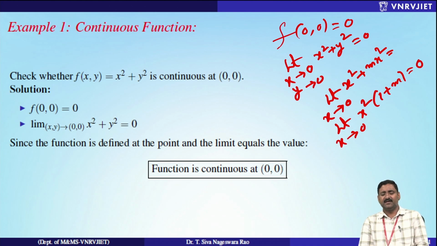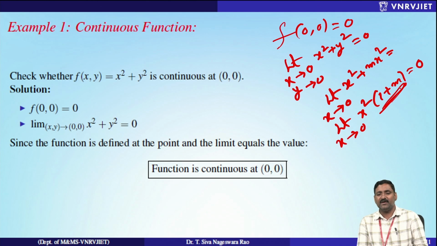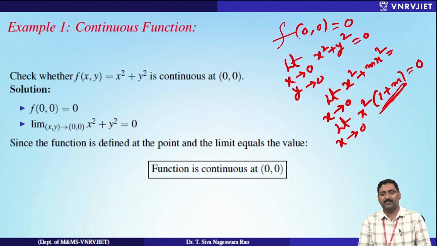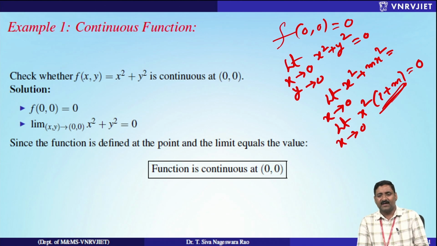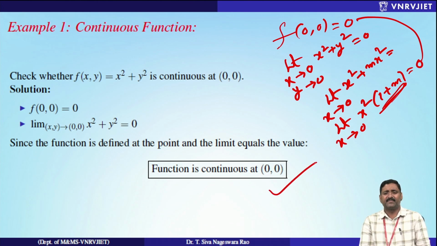Like y is equal to x, y is equal to x square, etc. That means the limit does not depend upon m. There is no effect of m on the limit. Hence we can say the limit exists and is equal to the function value. Hence the conditions of the continuity definition are satisfied. Therefore the function is continuous at 0 comma 0.